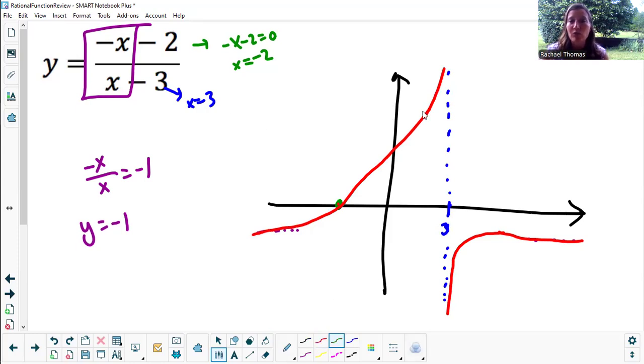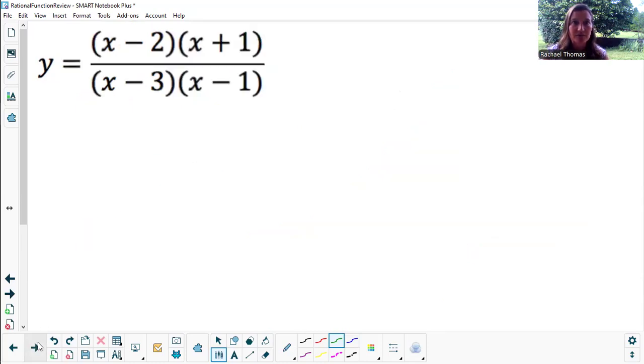Another strategy that you can employ if you are unsure of where things go: the more dots you have to connect, the easier it is going to be for you to put everything together. So if I find my y-intercept, if I plug in 0 for x and I get a y-intercept, that's one more dot on my graph that I can connect here.